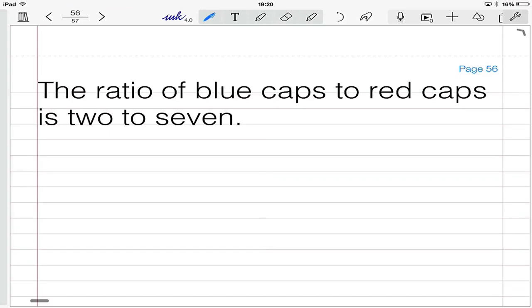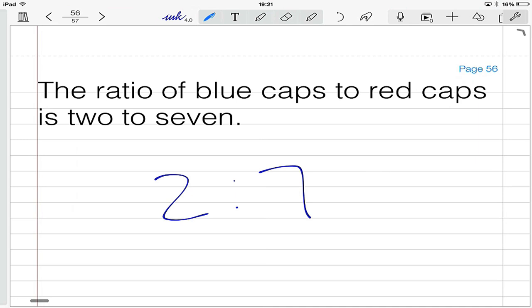Okay, so now we're going to take a look at some ratio style questions. Generally, ratios are displayed numerically by having two numbers separated by a colon. And generally, the questions in the exam will have two parts. The first will be a statement, like this one, that the ratio of blue caps to red caps is 2 to 7. And then the second part will be, if there were 500 caps altogether, how many red caps would we have?